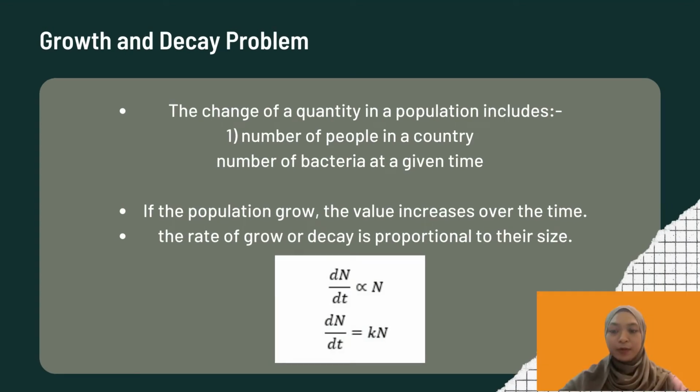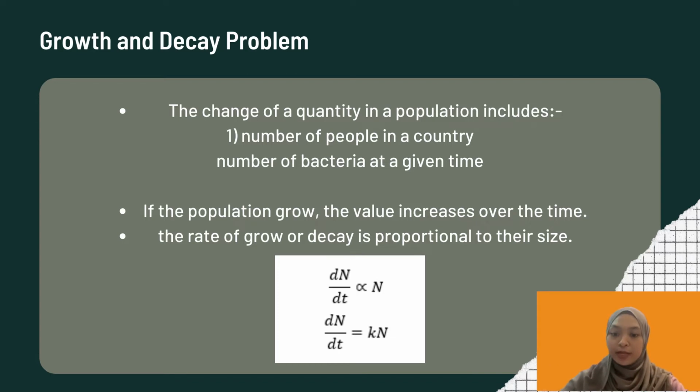For case study P1, we know that the problem stated is about the growth and decay problem. Commonly, the change of a quantity in a population includes the number of people in a country and the number of bacteria at a given time. So, if the population grows, the value increases over time, and if the population decays, the value decreases over time.